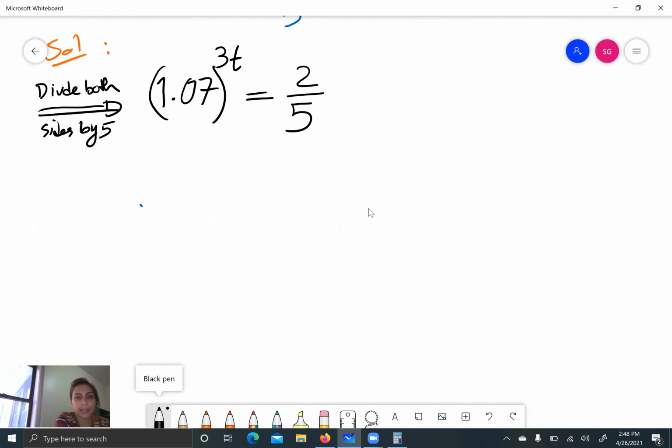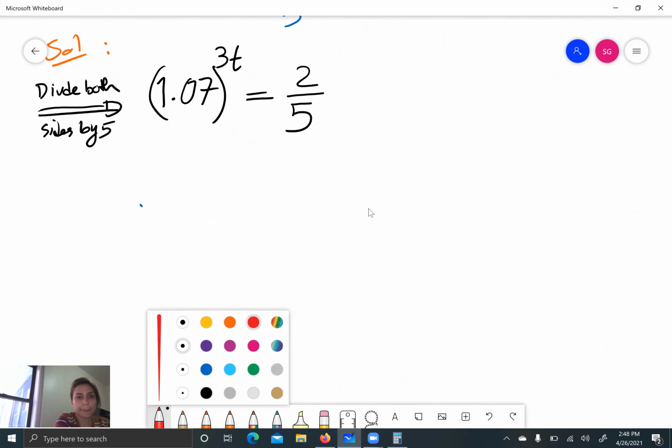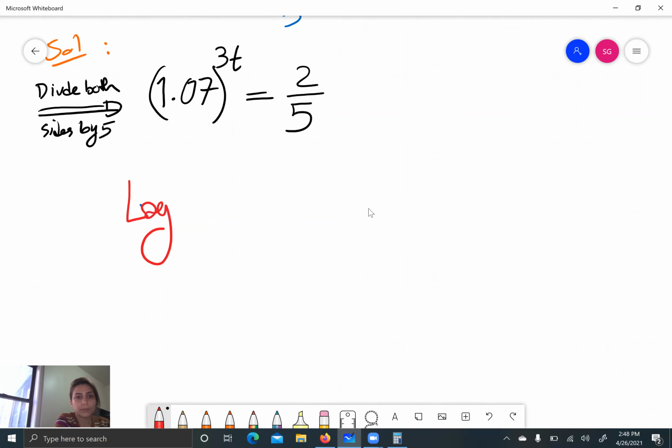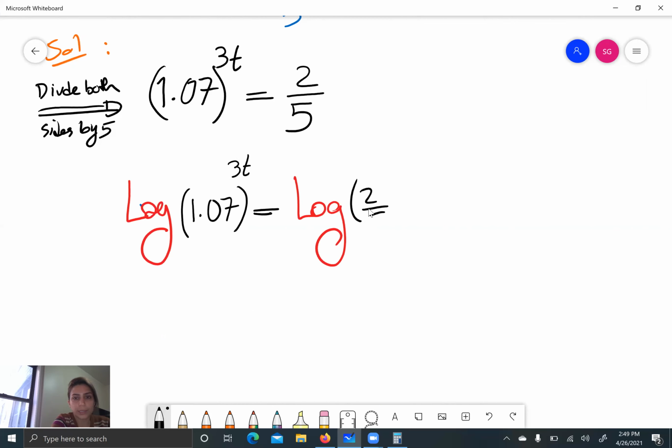I'm going to take the common log, base 10, but in fact you can do it on any base, it doesn't matter. So I'm going to take a log of both sides of this equation: log of 1.07 to the power of 3t equals log of 2/5. So the next step is to take the log from both sides.